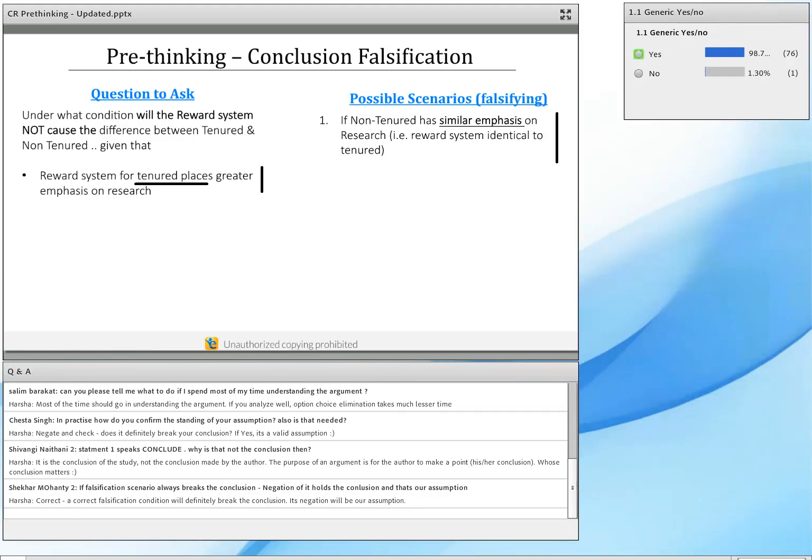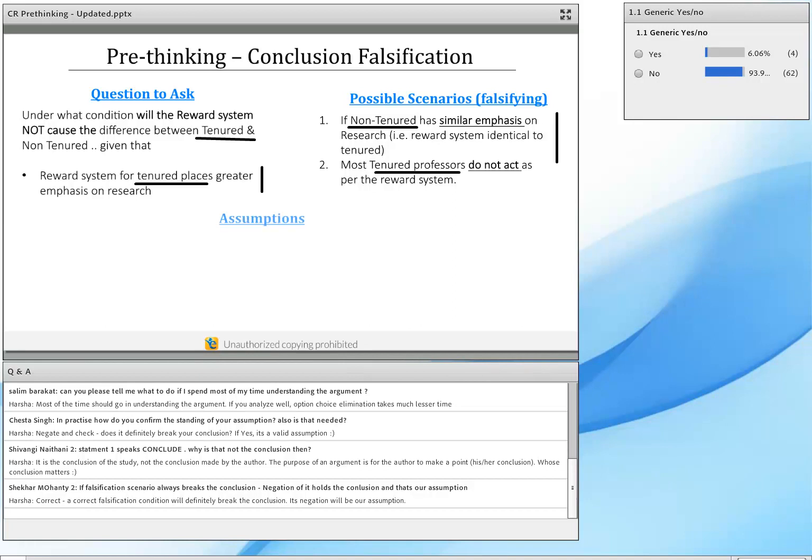Yeah, if it's identical, then you can't blame the reward system over here. And it's very, very simple. The second thing is, what if the tenured faculty, so this one is for non-tenured faculty. What if these professors, who we call tenured faculty, don't care about the reward system? If tenured professors don't act as per the reward system, then can you blame the reward system? Well, you can't blame the reward system anymore, right? If they don't act as per the reward system, then you can't blame the reward system as the one that's responsible for the inferior teaching outcomes. Okay. In either of these cases, my conclusion breaks down.